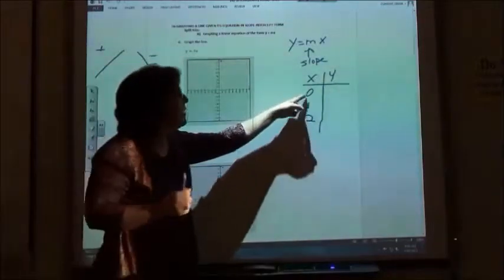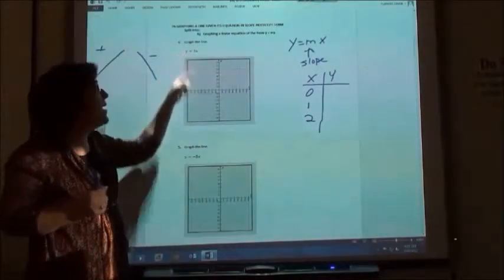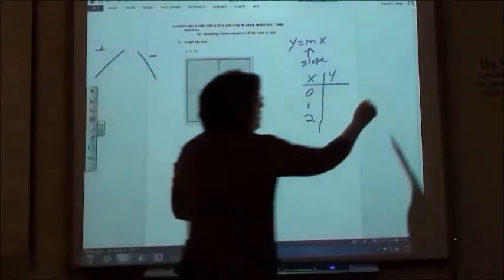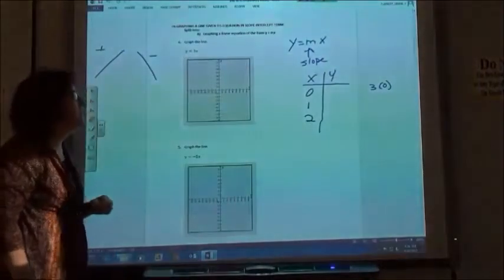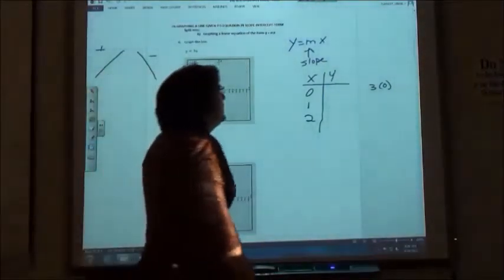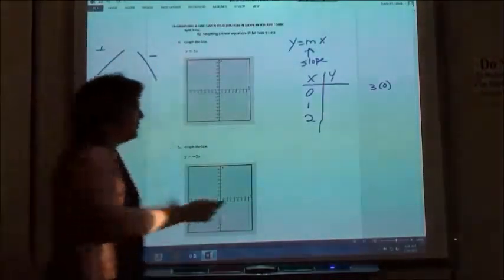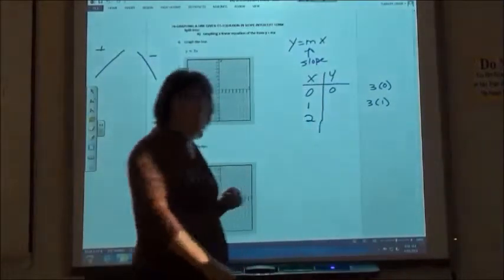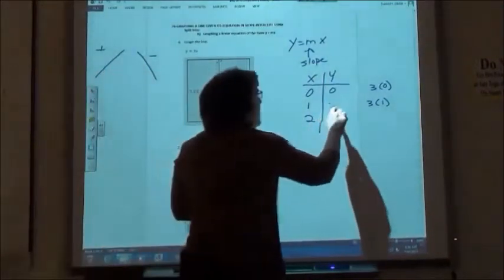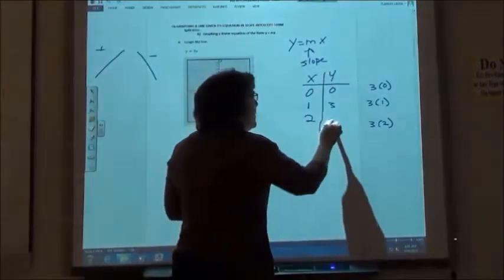I'm then going to take those numbers and plug them in for the x up here in my equation so I can find y. So if I take 3 times 0, my answer would be 0. 3 times 0 is 0. Then I'm going to do 3 times 1. 3 times 1 is 3. And then I'm going to do 3 times 2. 3 times 2 is 6.